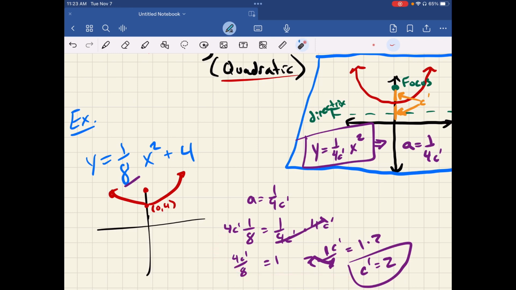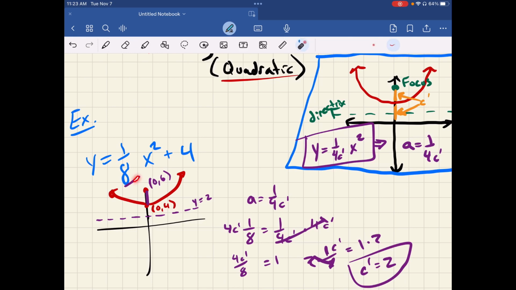So now, here's what I know. I know that C prime is now going to be 2 units, right? So from here to here, that's 2 units long, so that means that focus coordinate is going to be at 0, 6. And if I go down 2 units, that directrix line is going to be y equals 2, because I've gone up 2 and down 2 from my vertex.